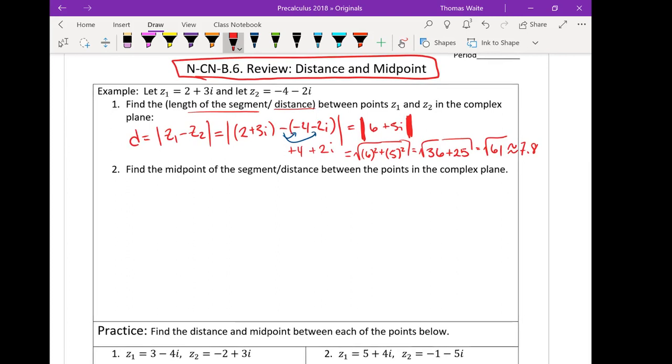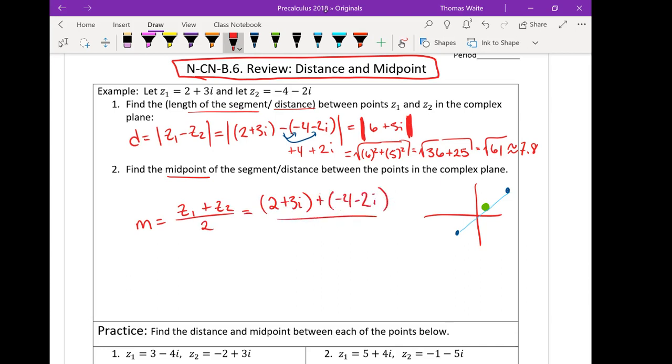All right, again, this one now says the midpoint, and again, we could think of midpoint as either just the point that lies between 2 points, like this, or we could think of it as the middle of some segment. So whether they're talking about midpoint of a segment or just the midpoint, they're the same thing. Formula is this: midpoint equals the average, c1 plus c2 all over 2. Plug in our numbers, plus negative 4 minus 2i all over 2.